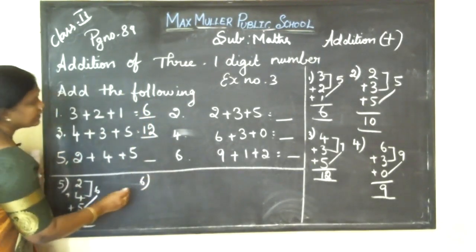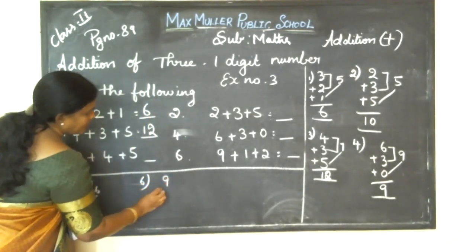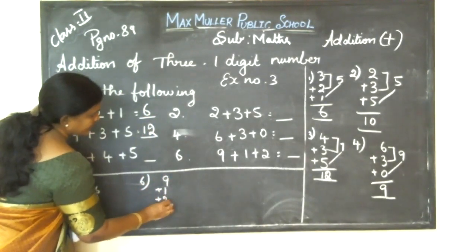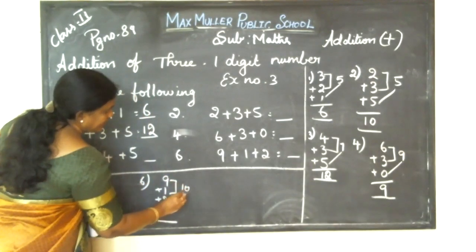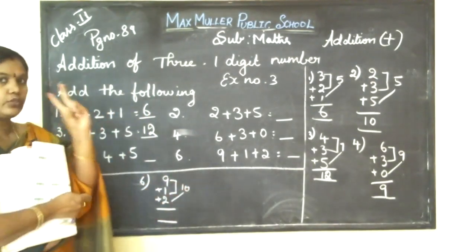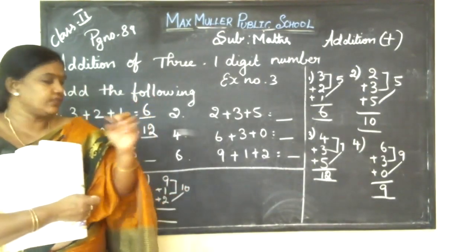Sixth one, 9 plus 1 plus 2. 9 plus 1 is 10. 10 plus 2, 10 in the mind, 2 on my finger. After 10: 11, 12.